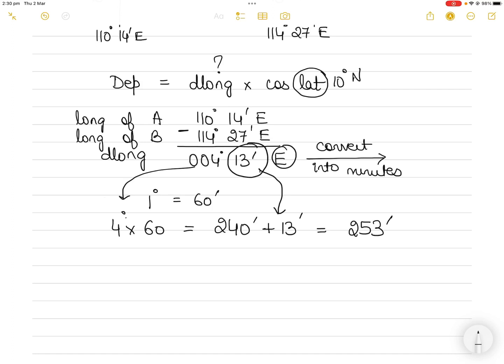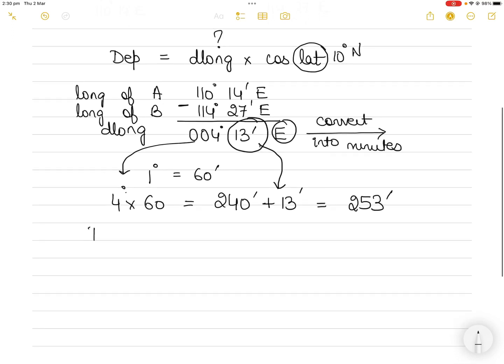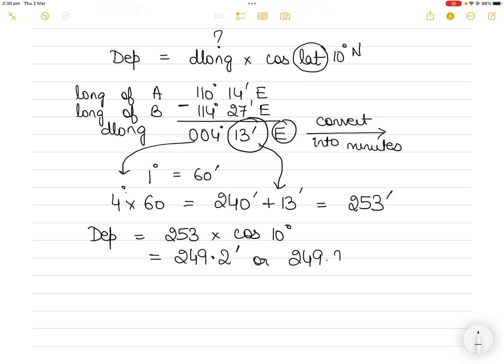Now you can use this 253 and put it in the formula. So departure equals D long, you put 253. Again, why did we convert it? Because if we don't have a sine, cos or a tan or a cotangent or a cosecant or a secant preceding the value, you cannot put anything in degrees and minutes. And then 253 times cos of 10 degrees. So if I put 253 times cos of 10 degrees in my calculator, the answer I get is 249.15, or you can write 249.2 minutes or 249.2 miles. So remember, departure is a distance.